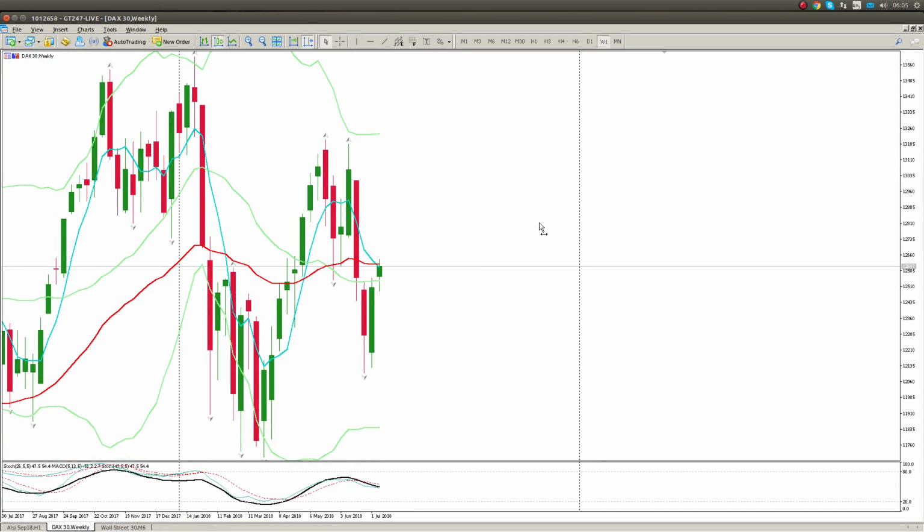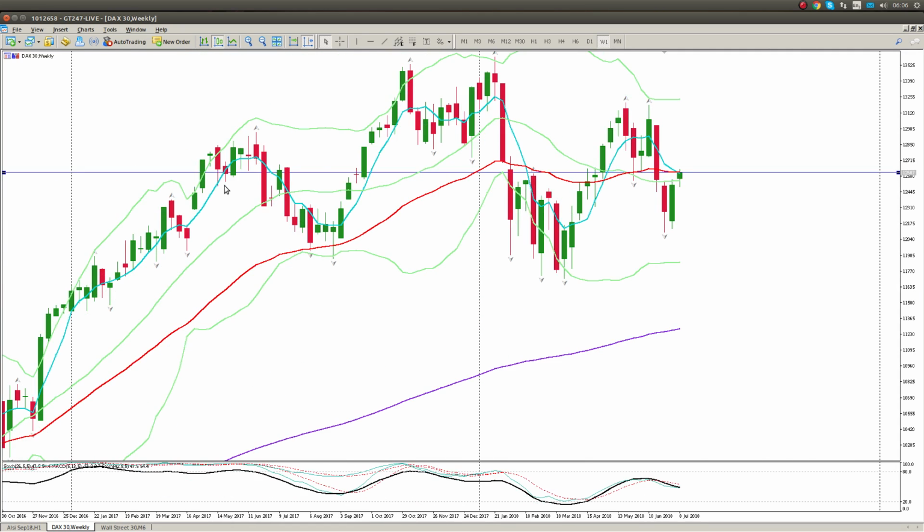And I just want to go to the weekly just to show you that it is the 40 moving average as well as the 5 moving average on the weekly. It is also a weekly level. You can see the tail of the weekly, and if you look left, there's a lot going on at this level.